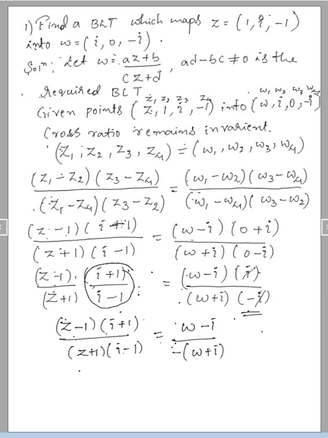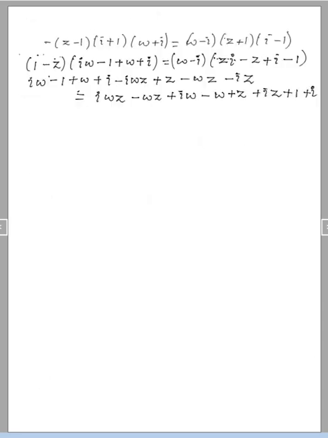Now just go with cross multiplication. After expansion, I have got these values. Go through the video slowly and you will come to know how I have expanded. Now I will simplify this expansion. The terms which get cancelled, I will cancel, the similar terms.